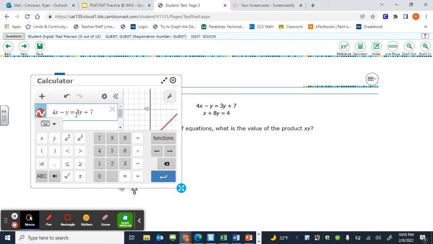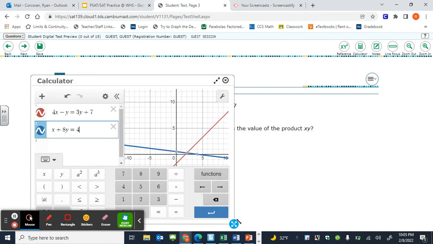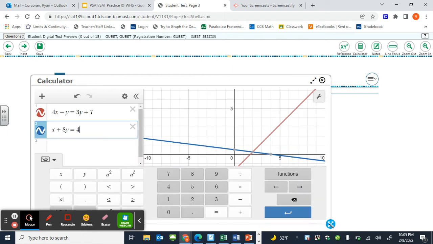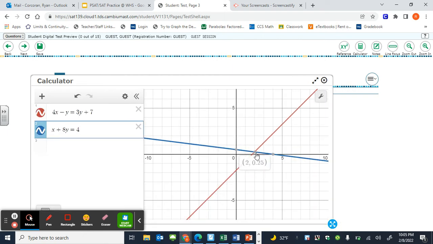I think that is an advantage to our students because if they can conceptually understand systems of equations but are not great at writing this in the forms that we want, they can just type this in. They could type in x plus 8y equals 4. I'm going to make this larger. And then looking at the graph, if they knew that the system is where the two lines intersect, we're given an x value and a y value.